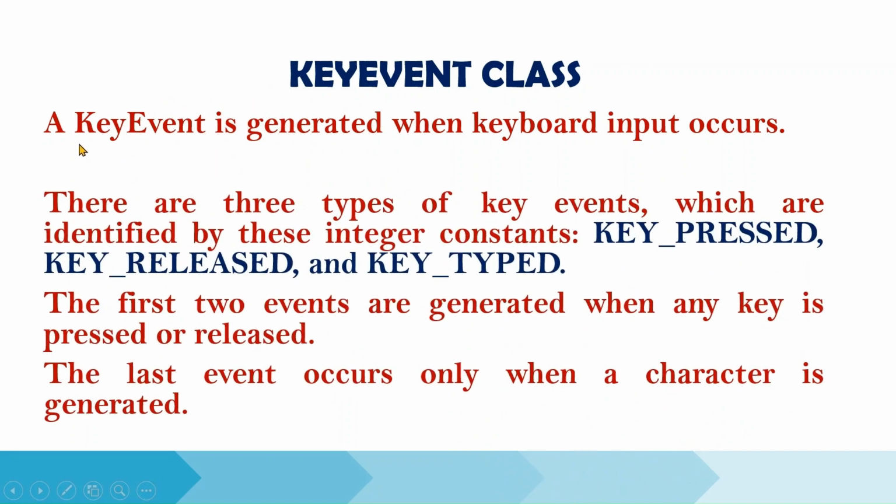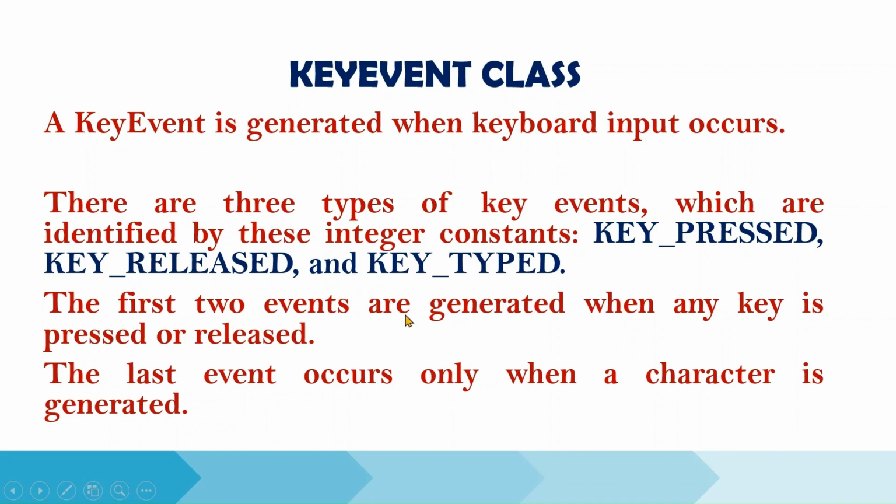So here you can see the key event is a class available in AWT package. There are three types of key events which are identified by integer constants. We have three constants and you can see all are represented with capital letters: KEY_PRESSED, KEY_RELEASED, and KEY_TYPED. These are the three possible constants which represent the key events.